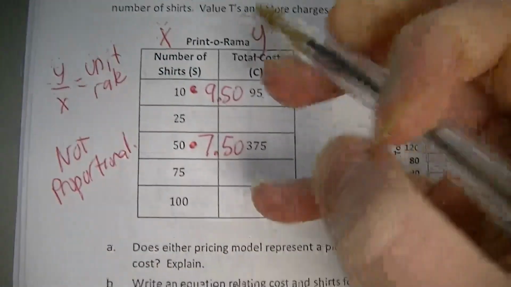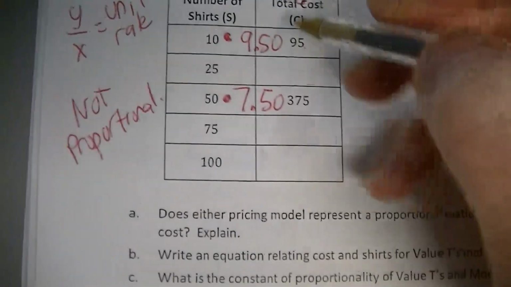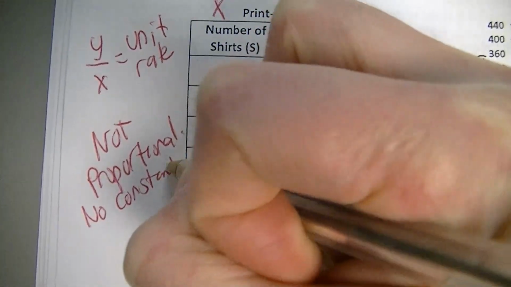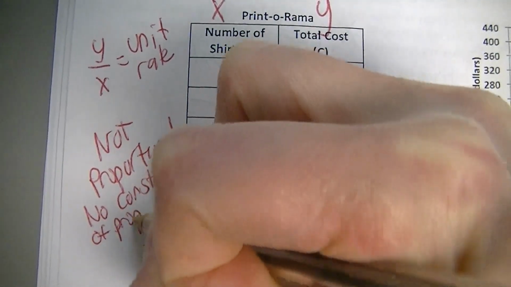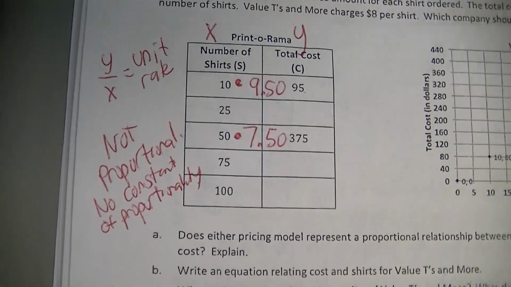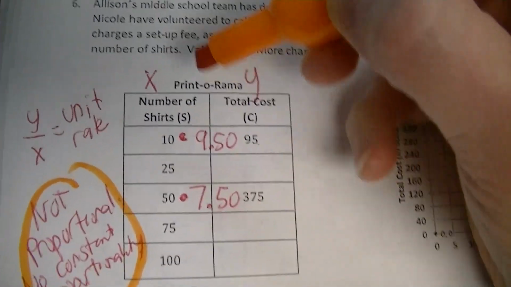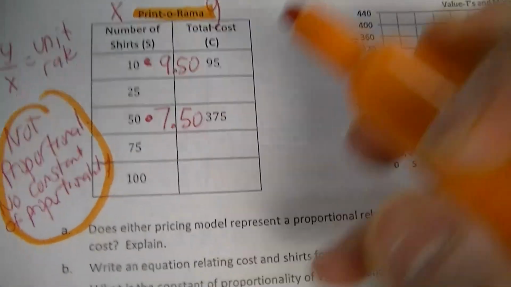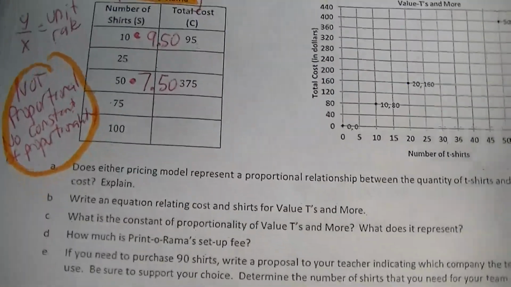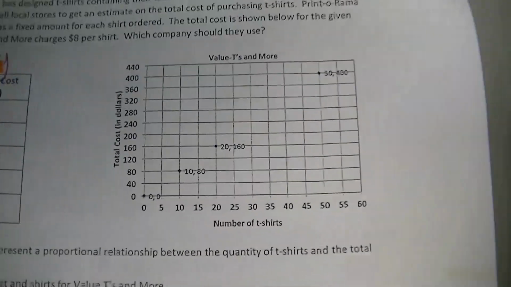And how come? It doesn't have a constant of proportionality. This isn't a consistent rate right there. Not proportional. No constant of proportionality. So that's important to know about this guy over here for the Print-O-Rama. And that kind of answers this question. I don't have enough room to write right there. But let's go ahead and examine the other company, which is Value Tees and More.